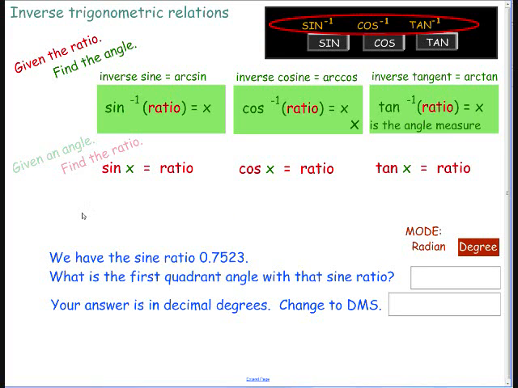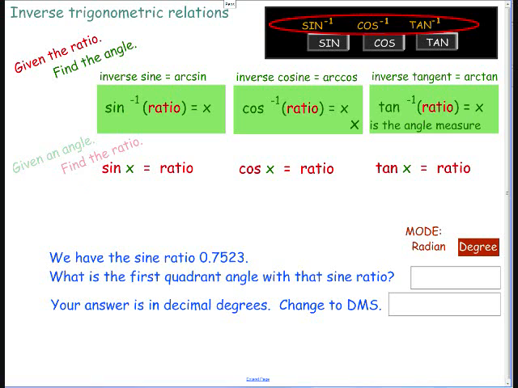Finally, as I promised, we're going to look at the inverse trig relations. Now, what's the inverse all about here? We're going to start right here with something we're familiar with. When we are given an angle, like the sine of 30 degrees, we can figure out what the ratio is. Cosine, we can figure out what the ratio is. We are given an angle, we find the ratio. Well, in inverse, of course, it's going to be just the opposite.